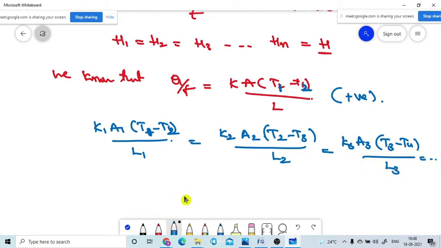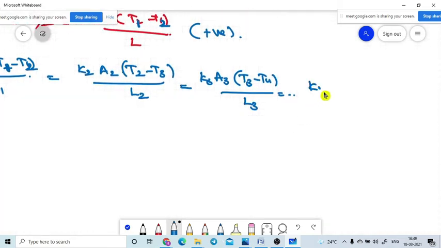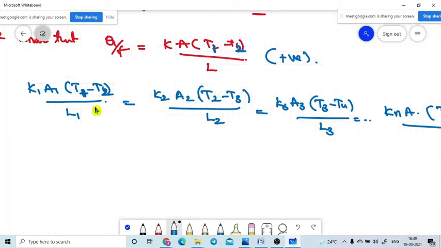Tell me the last value. K into A into (Tn minus 1 minus Tn) divided by Ln. This is the heat current. No, wrong. Check the first one. What is the first one saying?